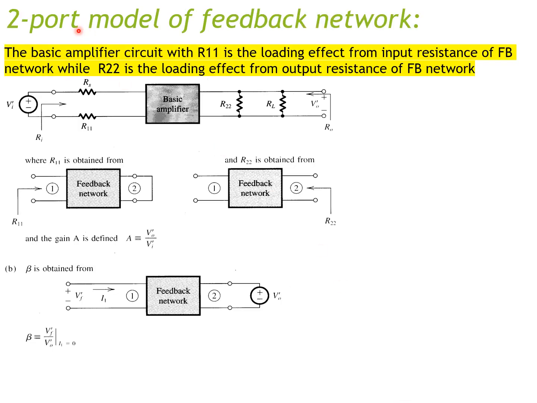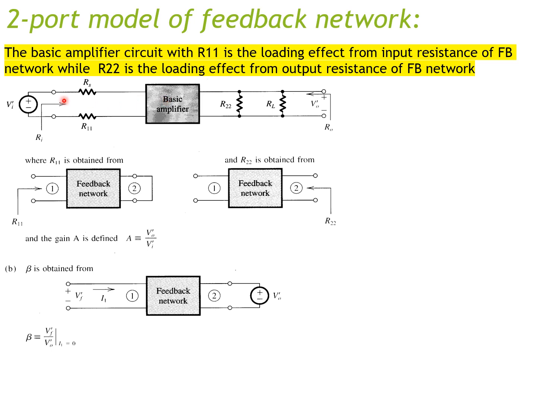So now, let's use the two-port model of the feedback network. The basic amplifier circuit with R11 is the loading effect from the input resistance of the feedback network, while R22 is the loading effect from the output resistance of the feedback network. So if you see in here, I have the basic amplifier, right?